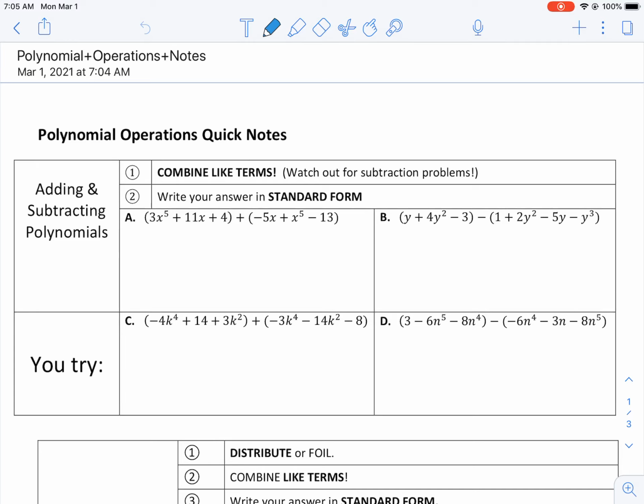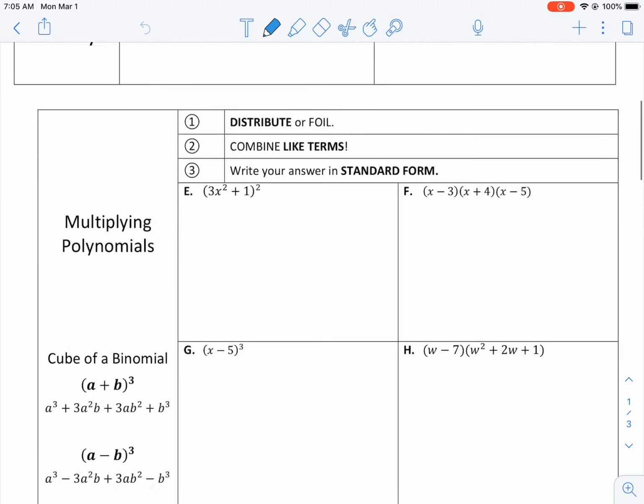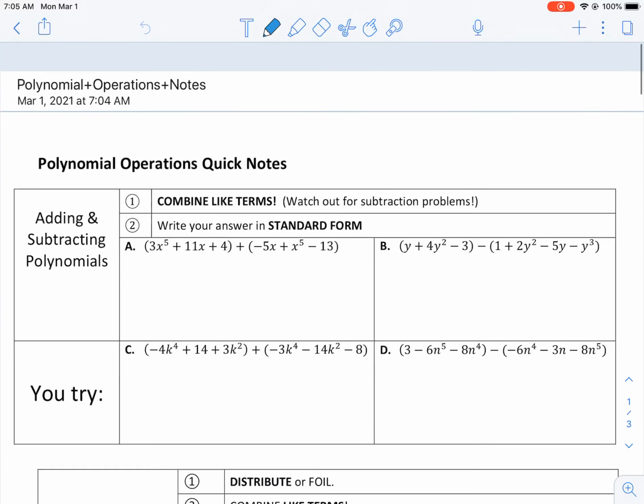We're just going to be going over polynomial operations today. Nothing in this video is really that new. We're going to go over adding, subtracting, and multiplying with polynomials. All right, so this won't be very long.